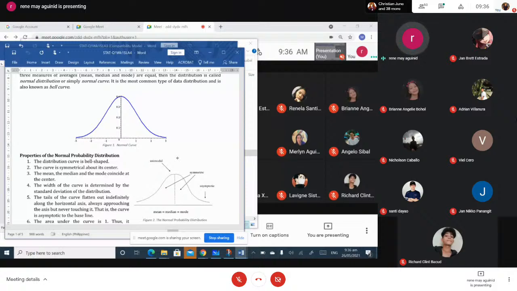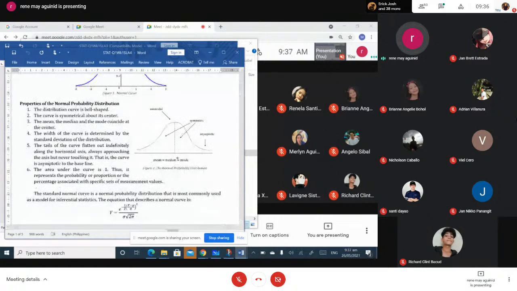The width of the curve is determined by the standard deviation of the distribution. So the spread of the data is determined by the standard deviation, as I explained earlier. Then, the tails of the curve flatten indefinitely, but never touch the horizontal line. In your view it seems to touch, but the values there do not. It is just asymptotic.